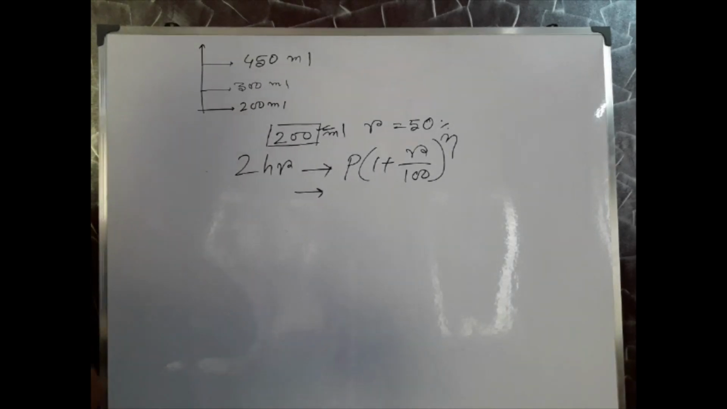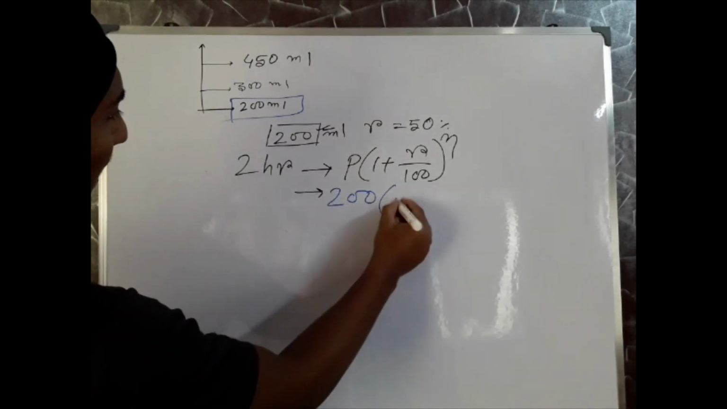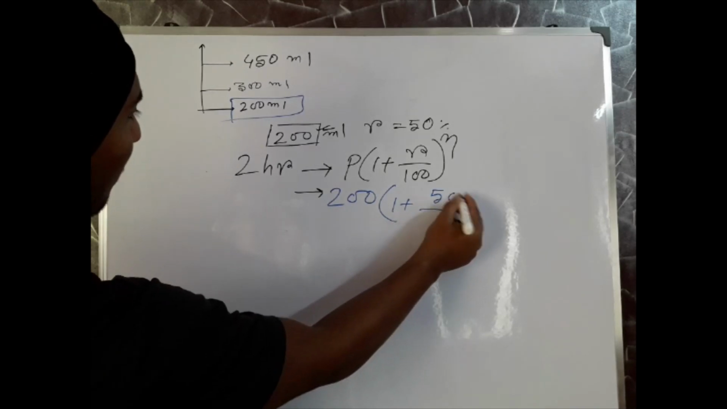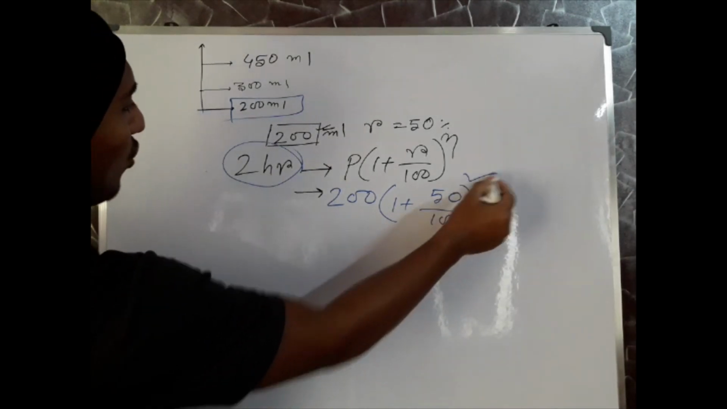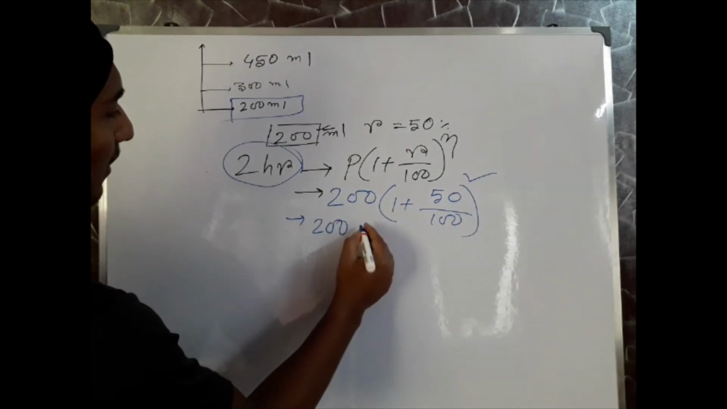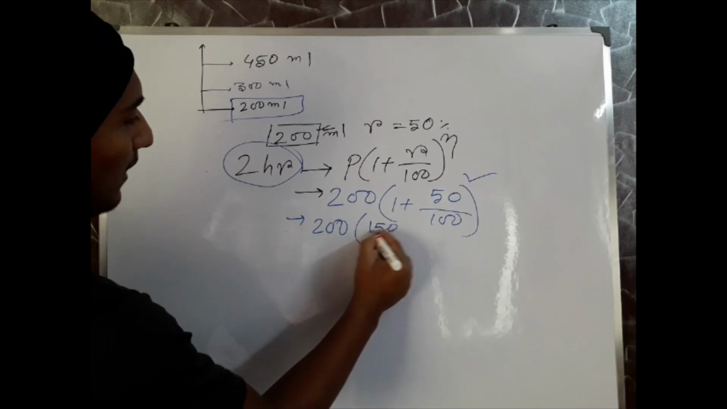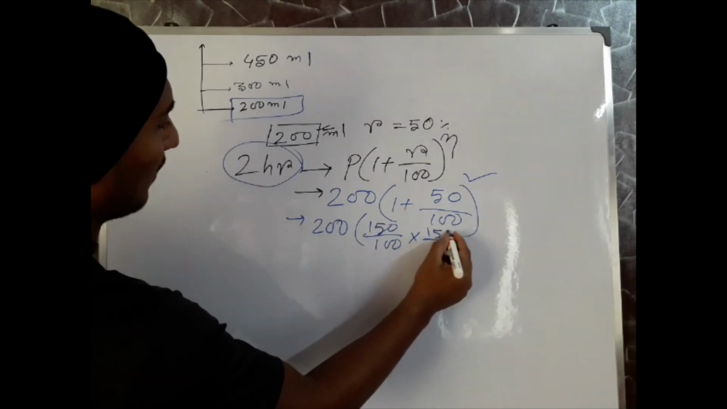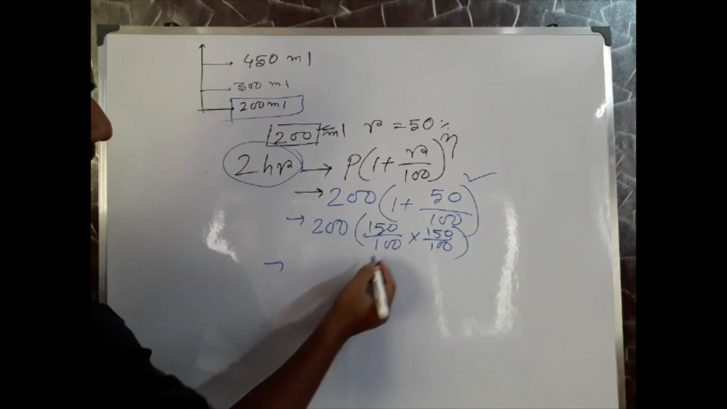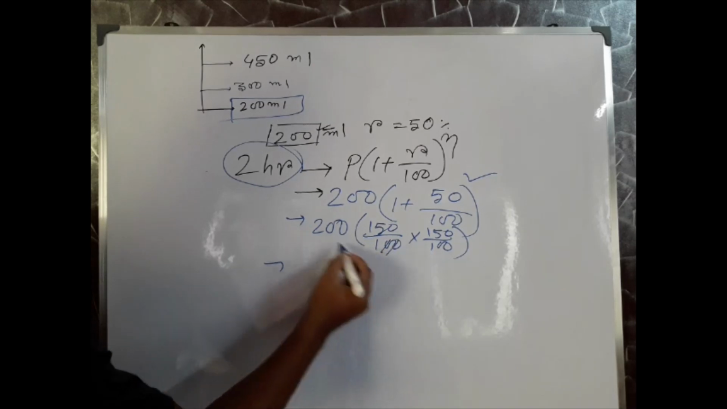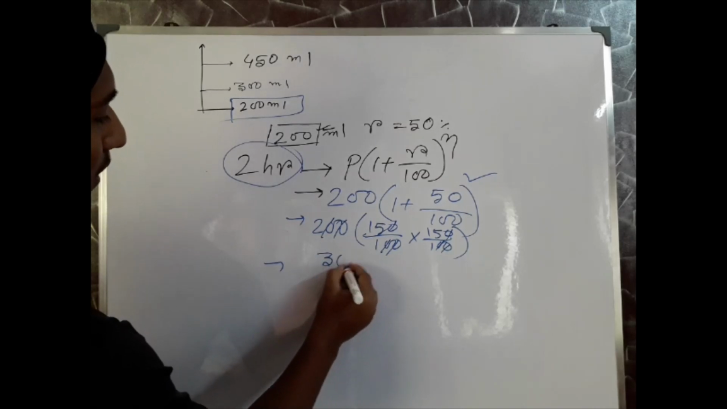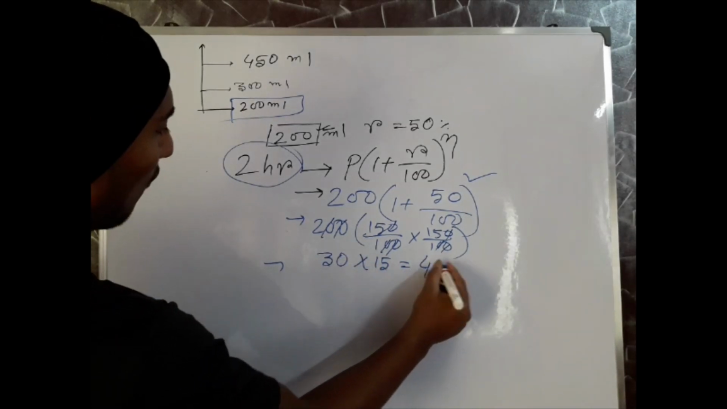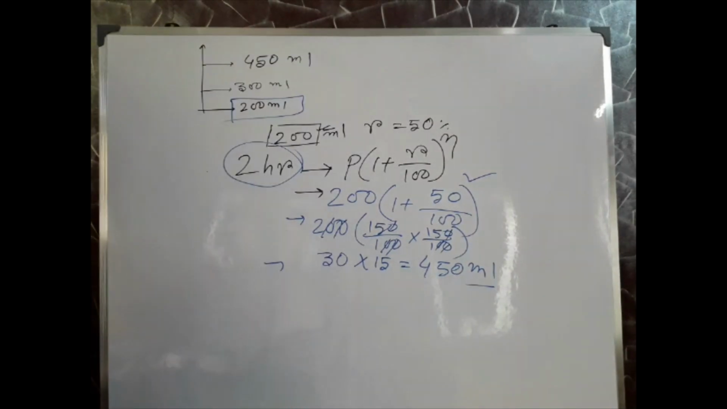So P here is what? At the beginning we had 200 milliliter of water. So our P here is 200. Then 1 plus R. What is the value of R? 50. And you have to determine after 2 hours, so you have to put 2 here. Calculate it. 200 into 150 by 100 into 150 by 100. If you cut this down, 30 into 15, that means 450 milliliter. Here we have 450 milliliter.